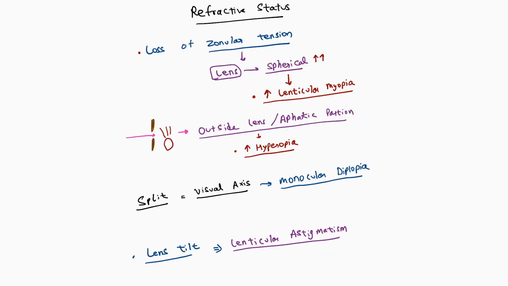Now, sometimes they ask the question: what is the refractive status in ectopia lentis? Now see, when the zonular tension is lost, the lens will become more spherical. The spherical lens has increased curvature, which means there is increase in lenticular myopia. On the other hand, if the lens is outside the visual axis or in the aphakic position, the patient will suffer from hypermetropia. The diagram shows the same. Sometimes tilt of the lens can cause lenticular astigmatism. If the split is equal, it will lead to monocular diplopia.